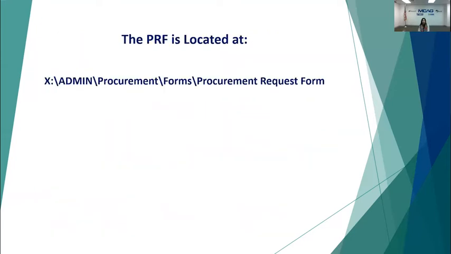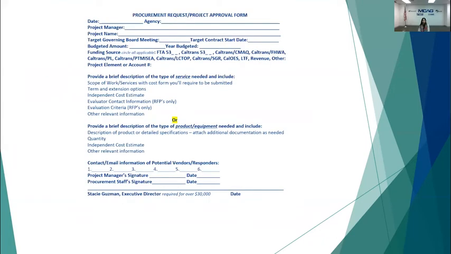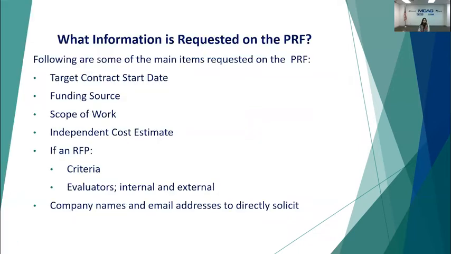The form itself is located at Admin, Procurement, Forms, Procurement Request Form. This is a reduced version of what the form looks like. We'll go over the details of everything requested in this form. So what is information that is requested on the procurement request form? Following are some of the main items. It's not inclusive of everything you just saw on the form, just some of the main items on the form.